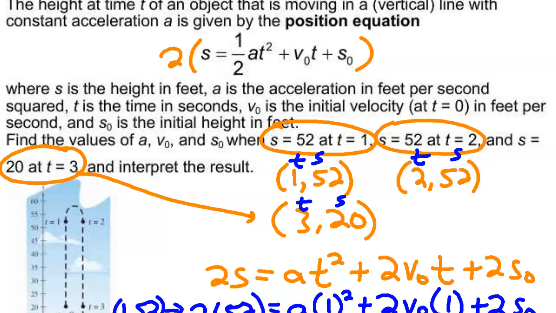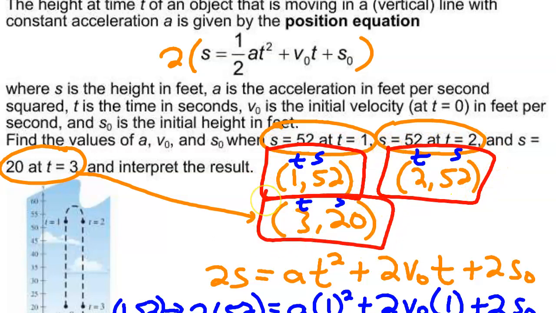We're not given any of that information, so we don't know the acceleration, we don't know the initial velocity, we don't know the initial height. We are supposed to determine that from the points that are provided. So they give us 3 points in this problem, and they don't even give us the points as ordered pairs, but I took that information and set them up as ordered pairs here, right? So s is equal to 52 at t equals 1.